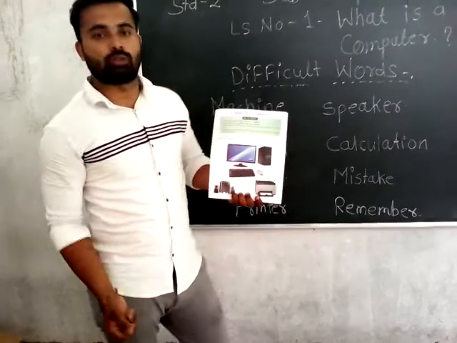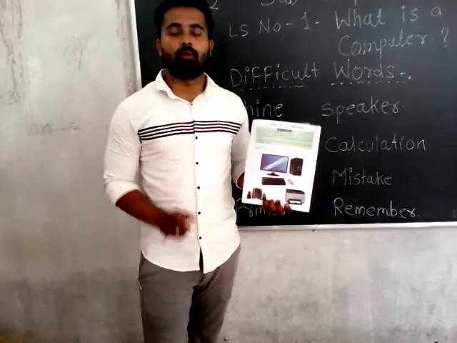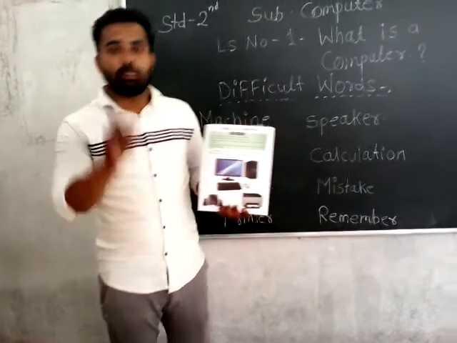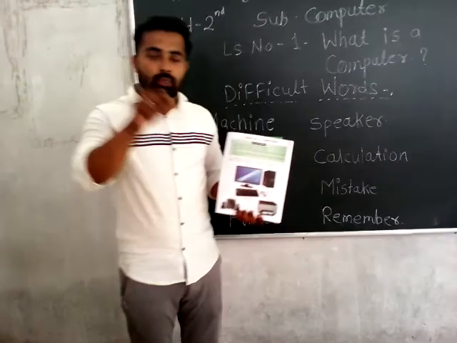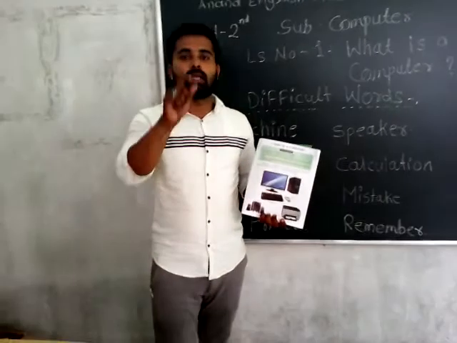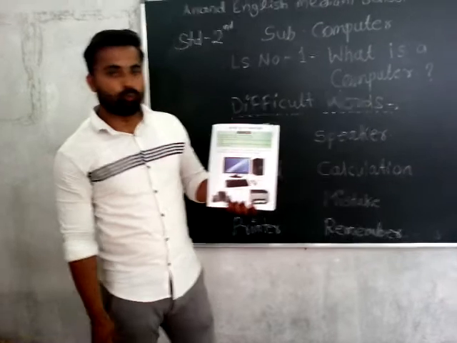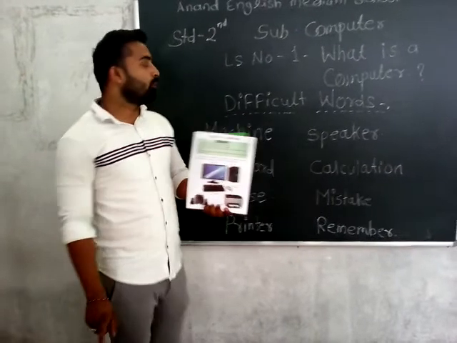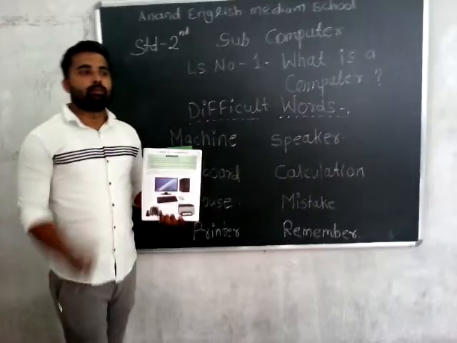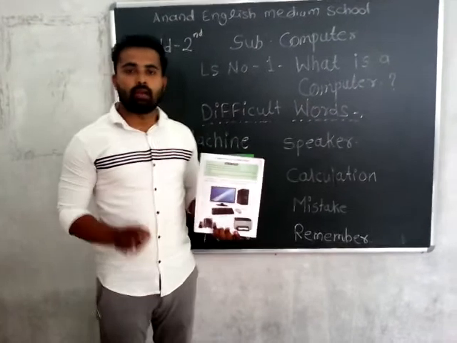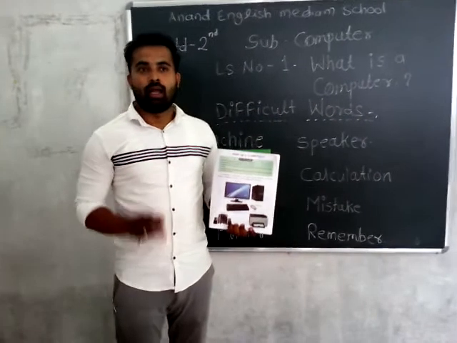What is mouse? Mouse is a pointing device. Pointing device means it points out or selects any icon on the machine. What is CPU? What is the full form of CPU? Full form of CPU is Central Processing Unit.